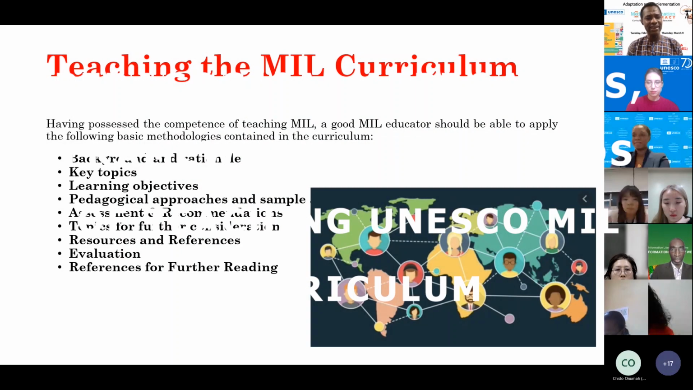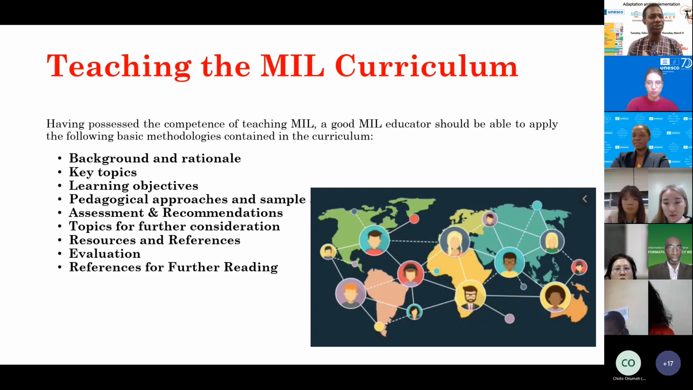Teaching the MIL curriculum. We're talking about the MIL itself, what it contains. We're talking about the competencies the learners and educators must have. We talk about the uses, the skills, the attitude, the objective, the things that they must have. Talk about those things so much. Now, how do you teach the MIL curriculum?